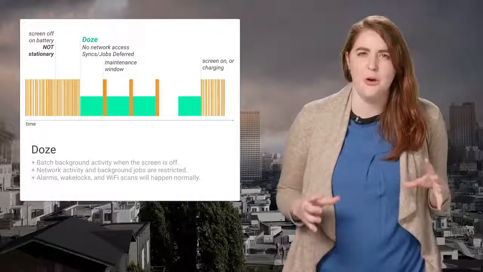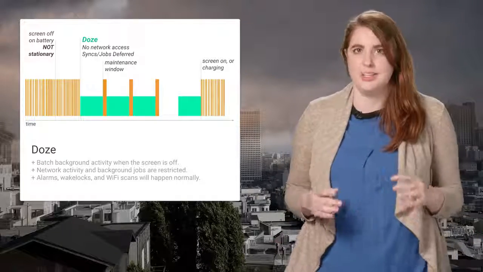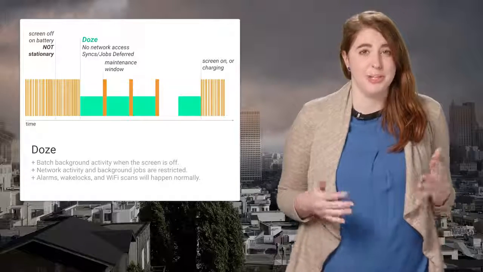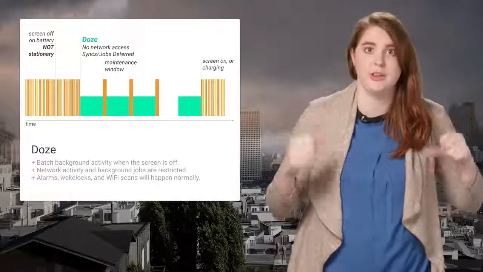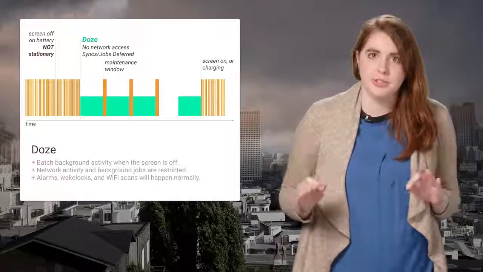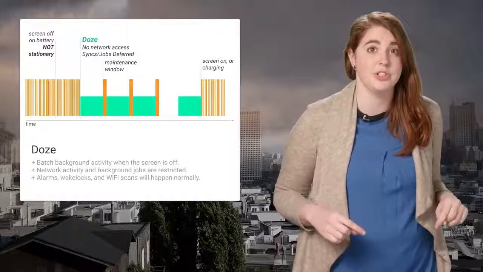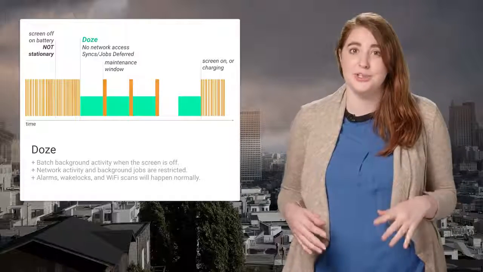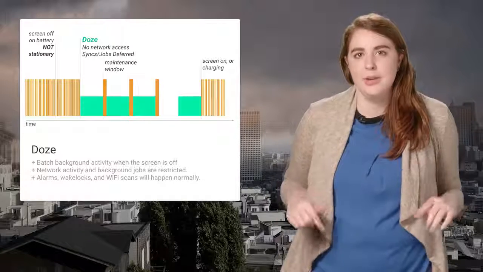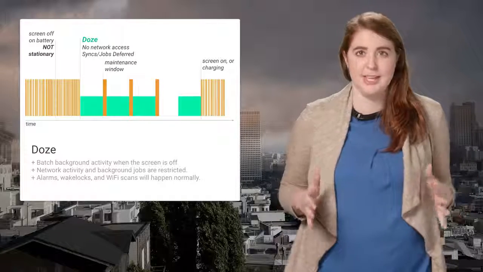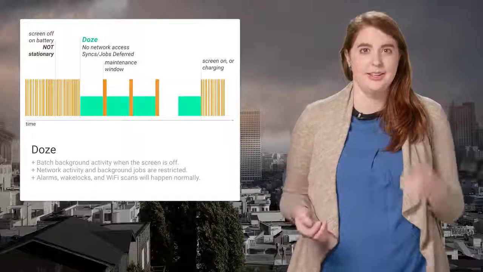The goal here is to coalesce background activity whenever the screen is off, and not necessarily when the device is stationary. So this brings Doze out of the tablet on a shelf model and into the user out and about who needs her battery scenario. So, shortly after the screen is turned off, Doze will be activated, and all network access and background jobs will be restricted into maintenance windows that happen every N minutes. But in this lighter weight mode, alarms, wake locks, and Wi-Fi scans will all happen normally, and all of the other Doze best practices still apply.